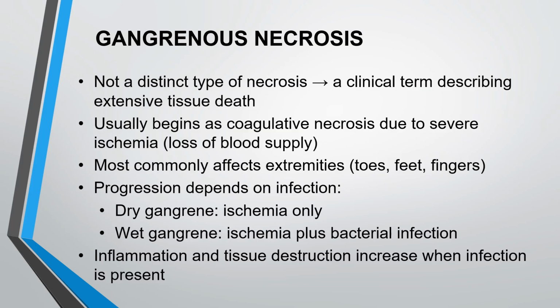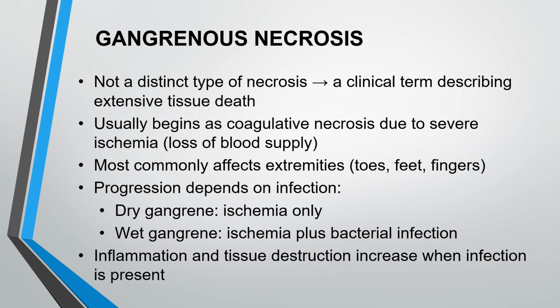Just to review from the previous lecture, coagulative equals structure preserved, nuclei gone. Liquefactive is structure gone, tissue melted, and brain is always liquefactive. Gangrenous necrosis is one of those terms that sounds very official, but it's actually more of a clinical descriptor than a true histologic category. This is not a distinct cellular mechanism. It's a way of describing extensive tissue death, usually in a very visible, very dramatic way.